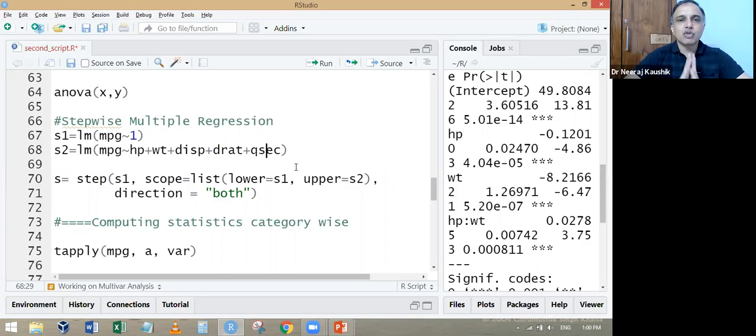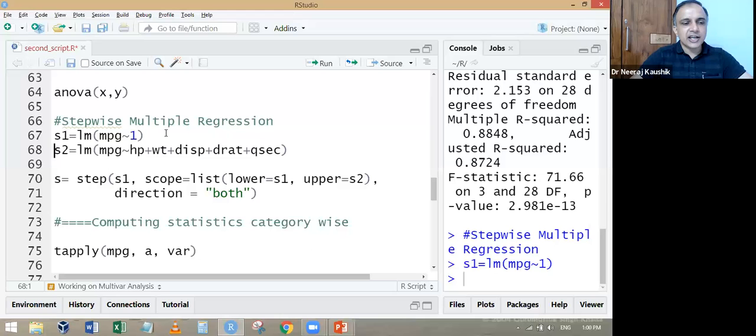Now out of the 5, what is stepwise regression? Stepwise regression says, tell me which one is the best. Then in the presence of the first, which one is the second best, then the third best, fourth best. Give me the hierarchy, give me that sequence. That is called stepwise regression. Let's do it. It's so simple here. I made it as S1.